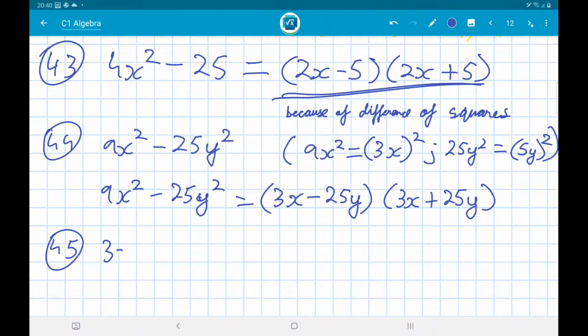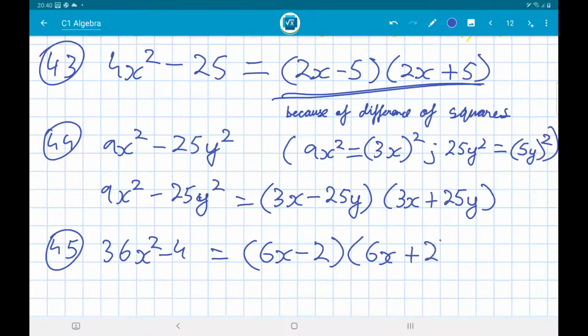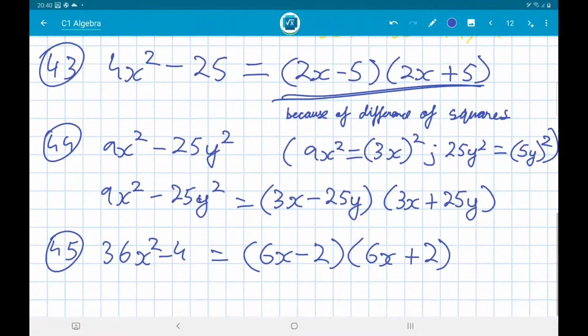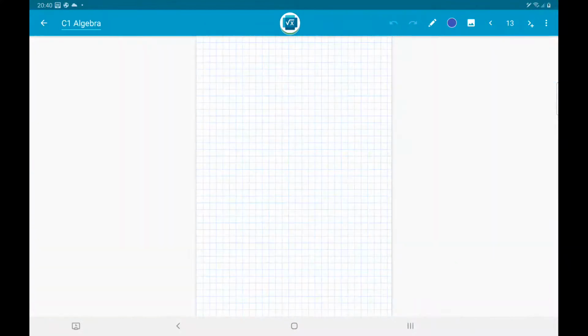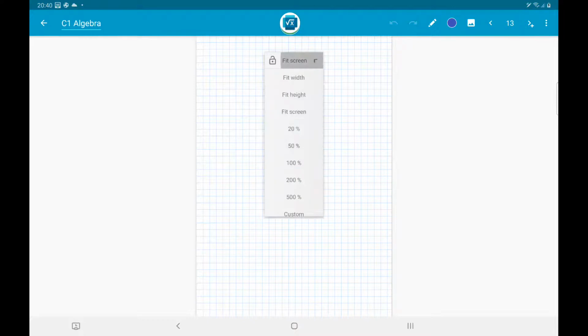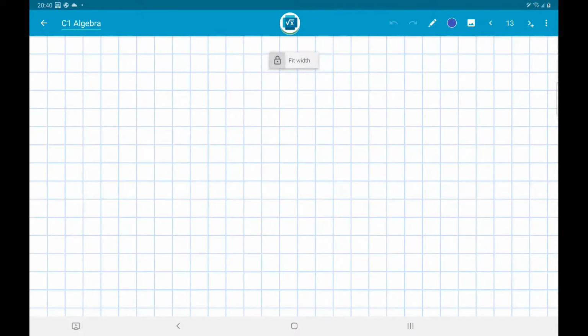Okay, so 36x squared minus 4. Again, this would end up with a 6x minus 2 and a 6x plus 2. Amazing. So now we have a tricky one, which I'll do on the next page. 45, so it would be 46, isn't it? Yeah, 46.